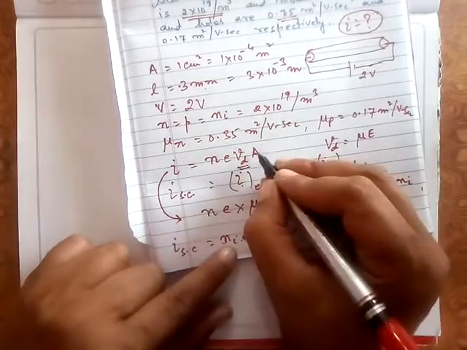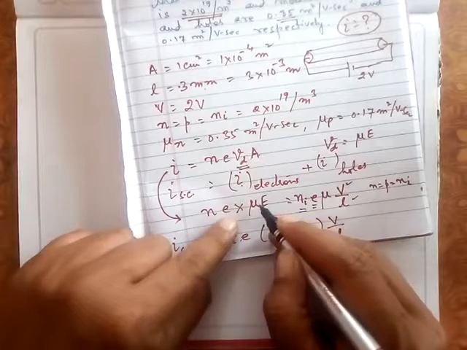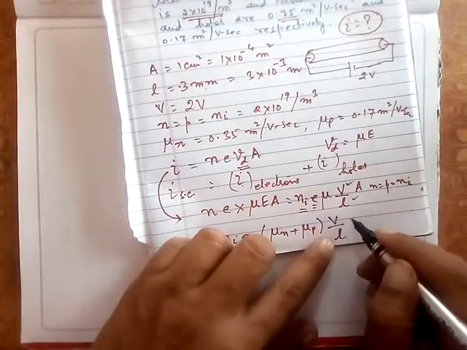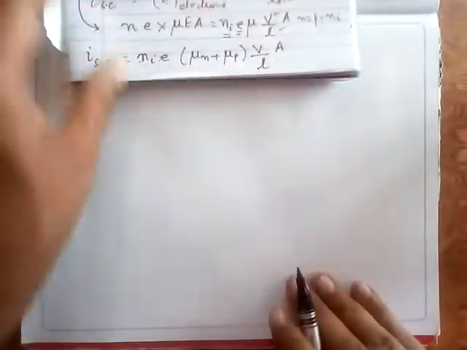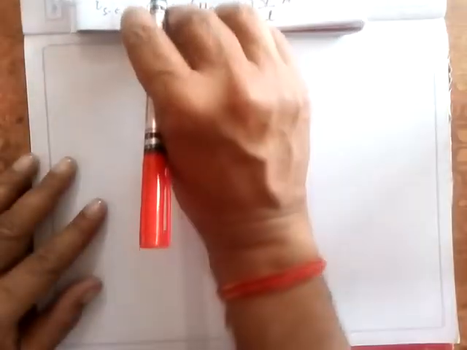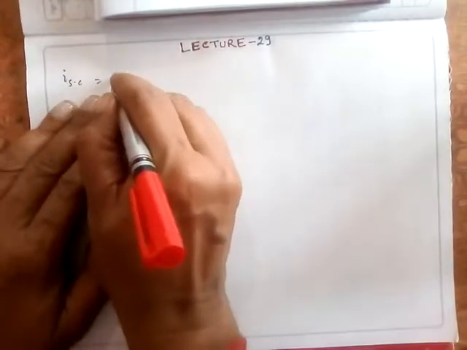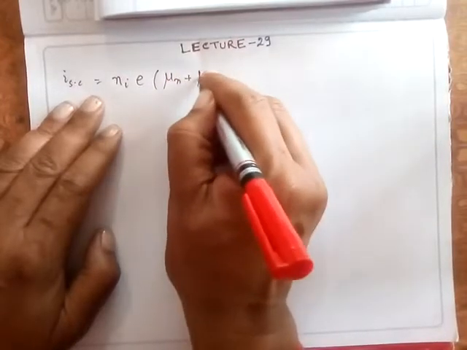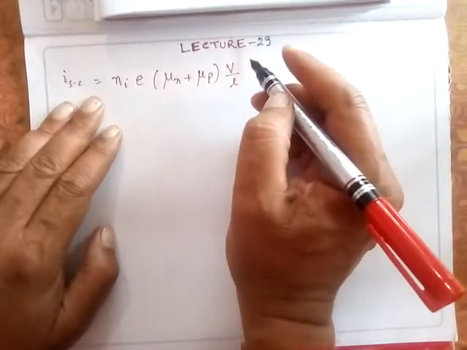It is equal to Ne into Vd into A. This A is remaining, so let's write this A also here. It's missing here, this A also and this A also. I hope this is clear to you. Now everything is given to you. I am writing this equation again: the current in case of this semiconductor will be equal to Ni into E into mu n plus mu p into V by L into A.